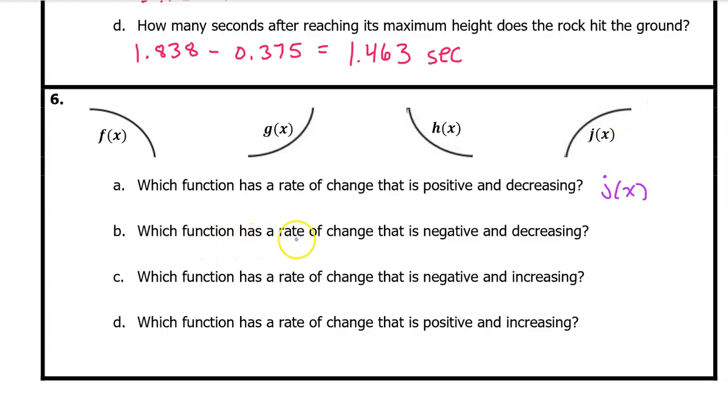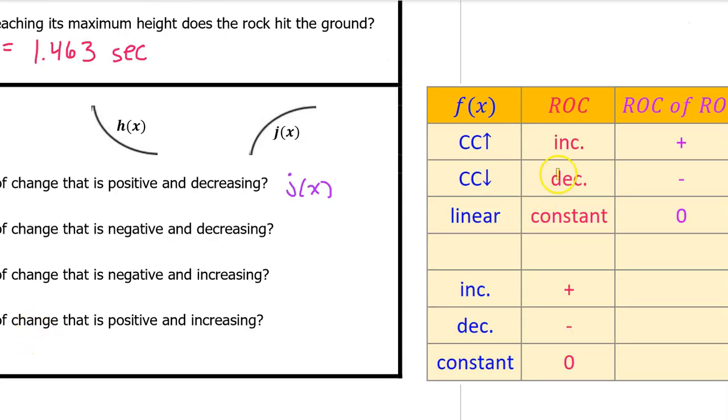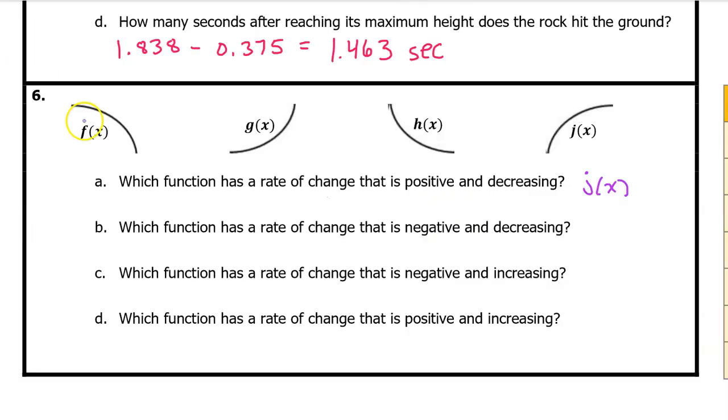Part B. Which function has a rate of change that is negative and decreasing? If the rate of change is negative and decreasing, then the function itself must be decreasing and concave down. The function that is decreasing and concave down is f of x. So that's the answer to part B.